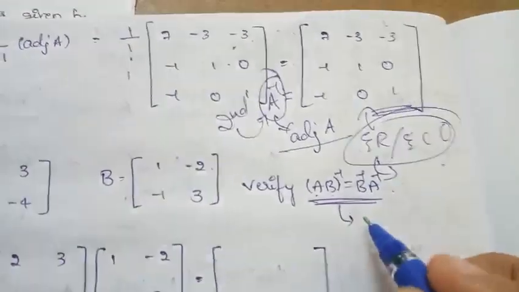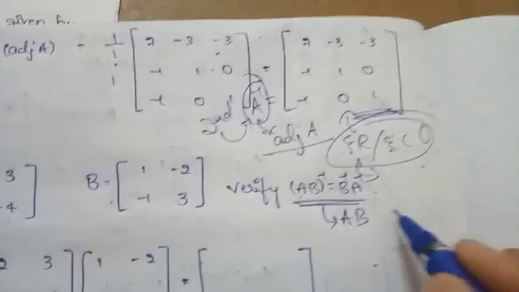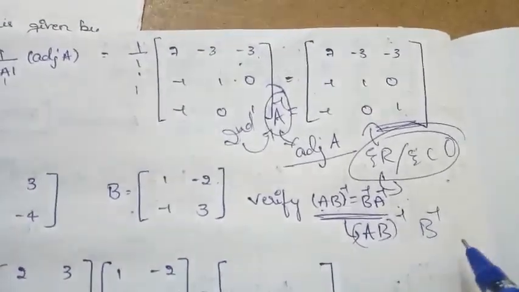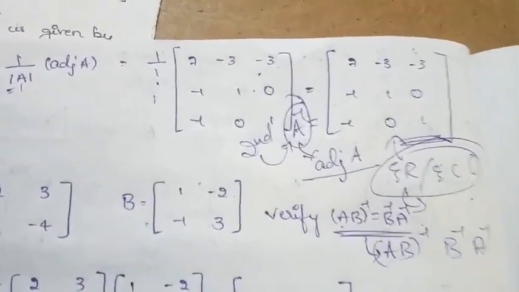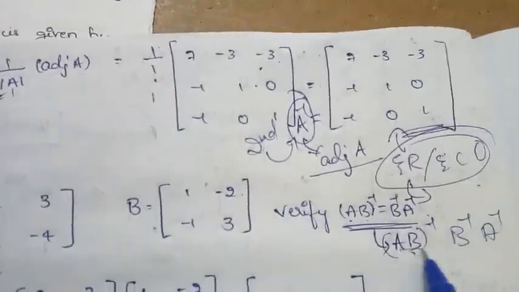To verify this, what all things do we need? First we need to find the product AB. After that we need to find the inverse of this one. Later we need to find the inverse of matrix B as well as the inverse of matrix A. So we have this much of procedure. First thing is finding the product AB.